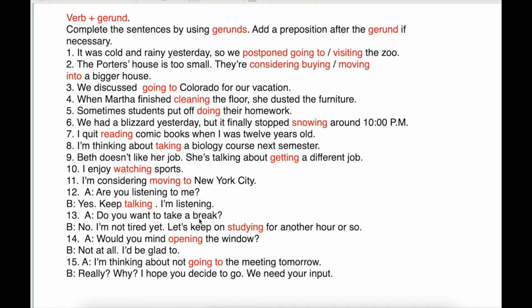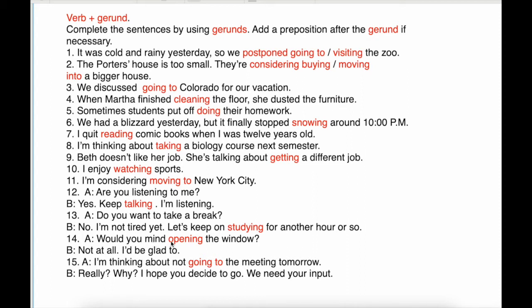Do you want to take a break? No, I'm not tired yet. Let's keep on studying, or working, or walking, or painting, whatever. Neyse. Would you mind opening the window? Not at all. But be careful, for this question, would you mind opening the window? If you wanna give the positive answer, you need to use not at all. Yani bunu kullanırken dikkat edin.